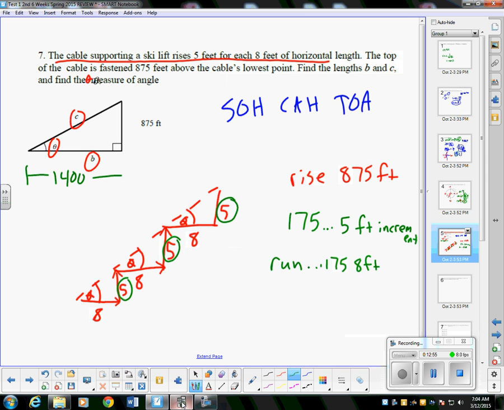from here to here. And I did that just by simply looking at, I know that for every rise of 5, I run 8. I have 875 feet total to rise, and 875 divided by 5 is 175. So there are 175 5-foot jumps up. Well, for every jump up, there's a jump over. So there's 175 jumps over. And if each jump is 8 foot, then there's 175 times 8, or 1,400 feet across.